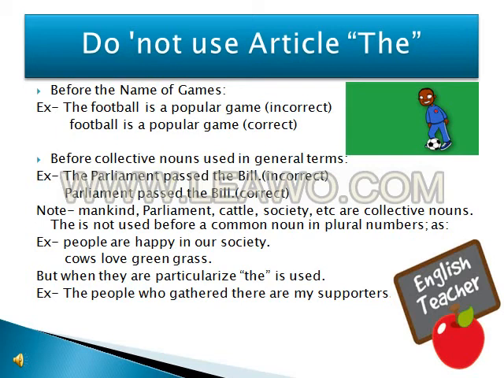But when they are particularized, the is used. Means when they are definite, we will use the definite article the. For example, the people who gathered there are my supporters. Here we are trying to define the word people. We have defined the word people. The people who gathered there are my supporters, means those people who gathered there are my friends. Here we have defined the people. That's why we use the article the.